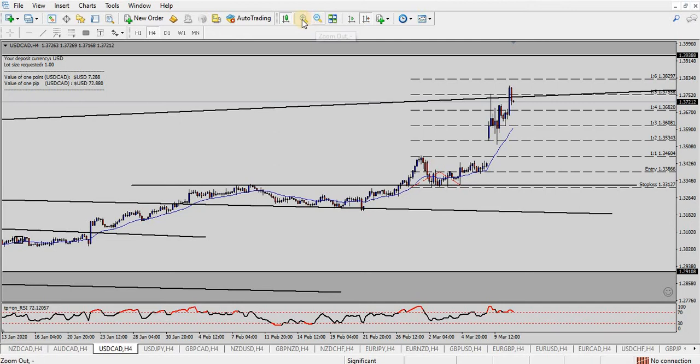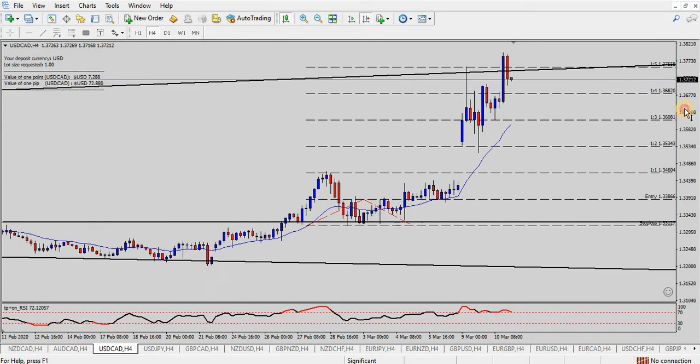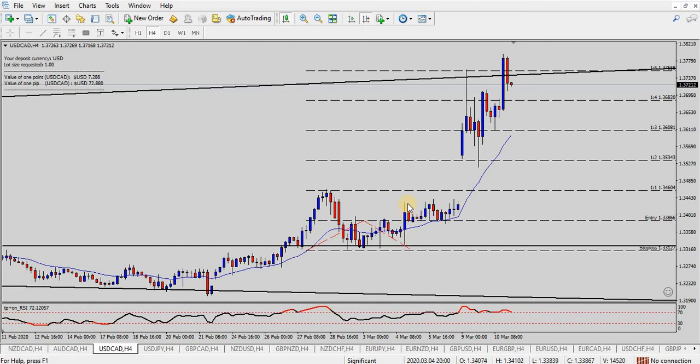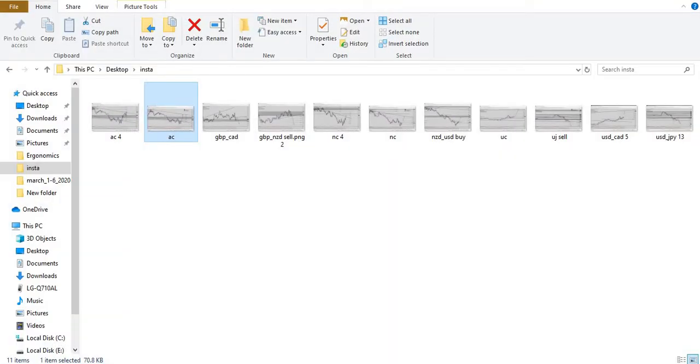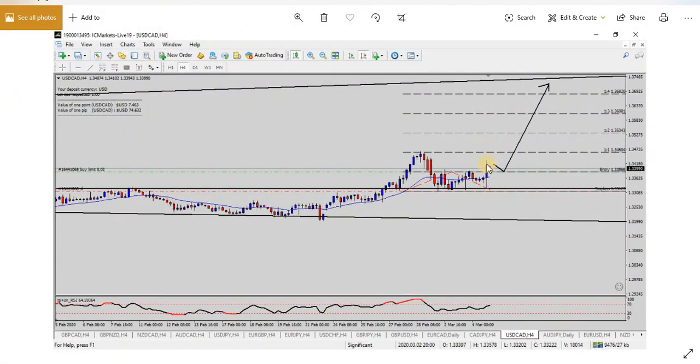For USD CAD, I was playing a retracement of this bullish engulfing candle right there. See if I can find the entry. So yeah, I didn't see the close of this bullish engulfing candle. I actually saw it when this bearish candle next to it was forming. I was like, okay, let me play a little retracement on that pair.